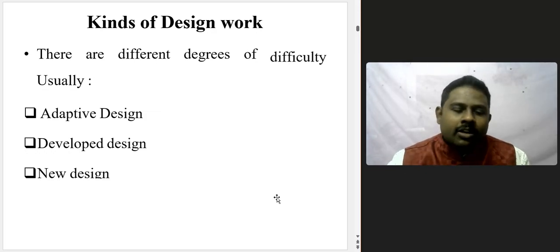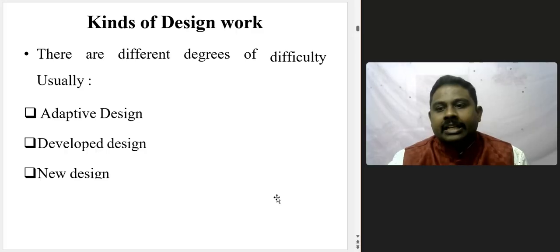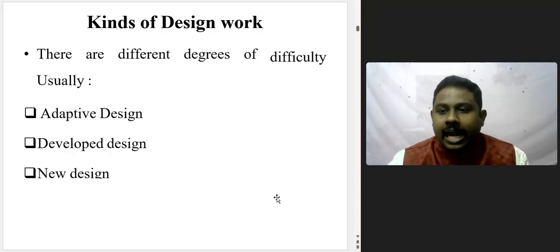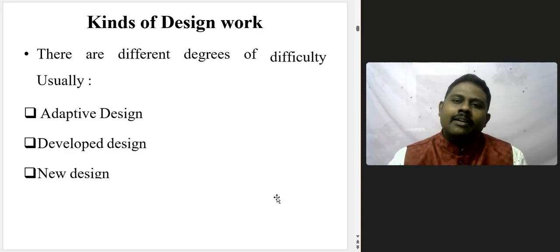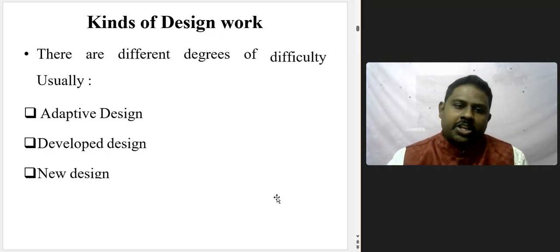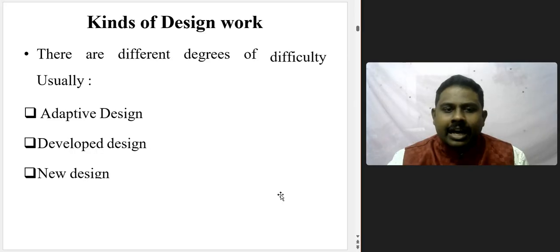And in that, what is the meaning of adaptive design? The meaning of adaptive is that the design already exists somewhere else, so we are just taking that design and adapting it for us, and we are going to make a new design out of it. For example, minor modifications, so that is called an adaptive design.